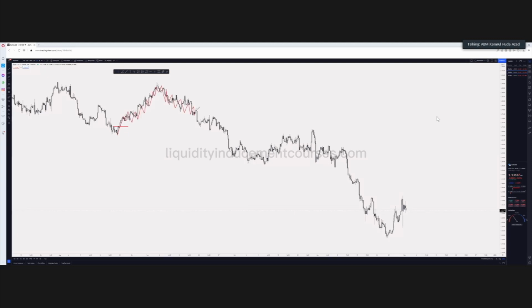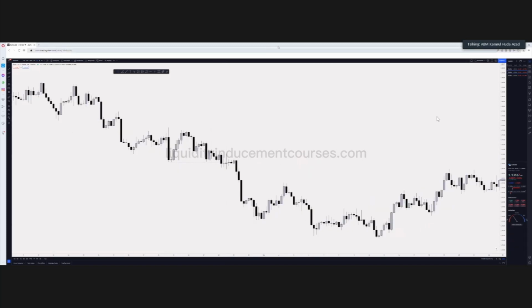Then it continued lower. If you look at what happened here, I don't want to draw freehand because it won't be accurate. But if you look at this low, all the way here, at this point what we had was lower low, lower high, lower low, lower high, then again lower low, am I correct? Then lower high, then lower low, then lower high.